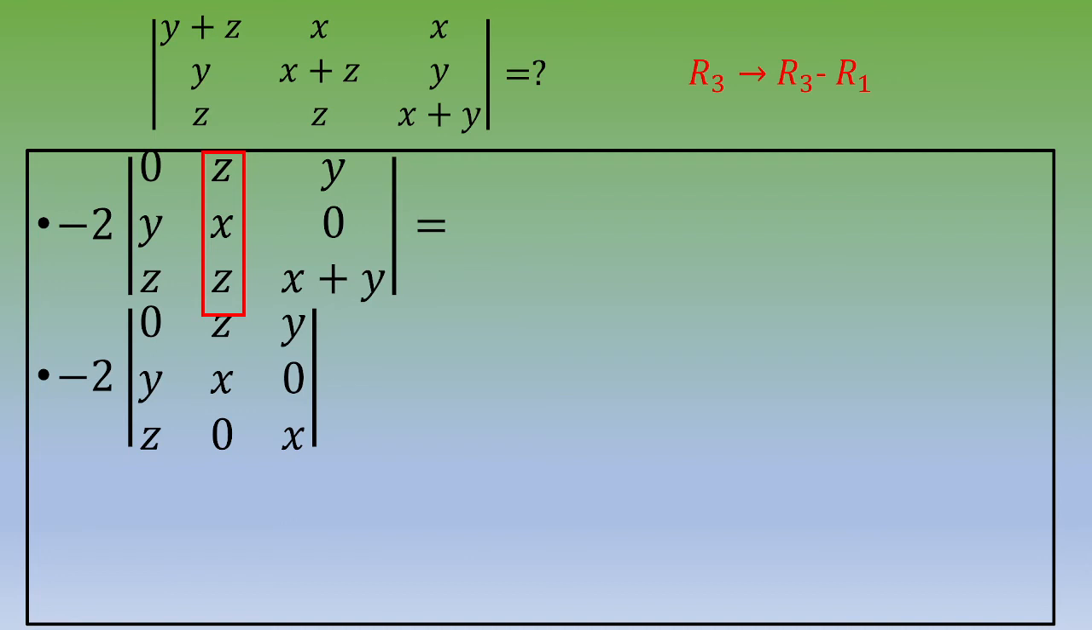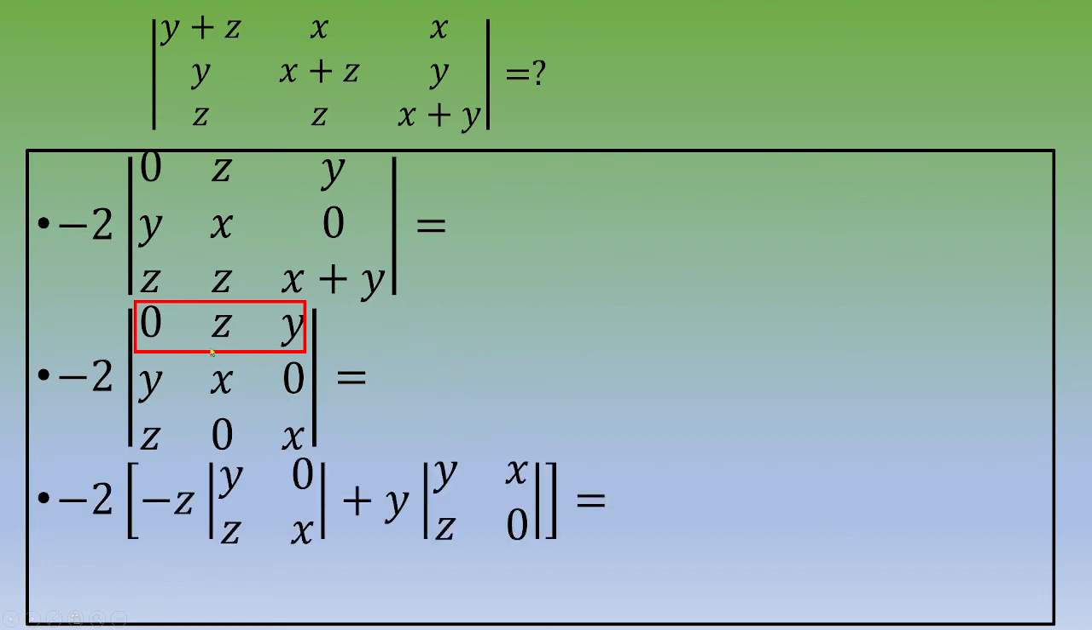So now we've got a bunch of zeros, so we can expand along, for example, row number 1. So this is negative 2 times 0 times something, this is 0, then negative z times the determinant of y, 0, z, x, plus y times the determinant of y, x, z, 0.